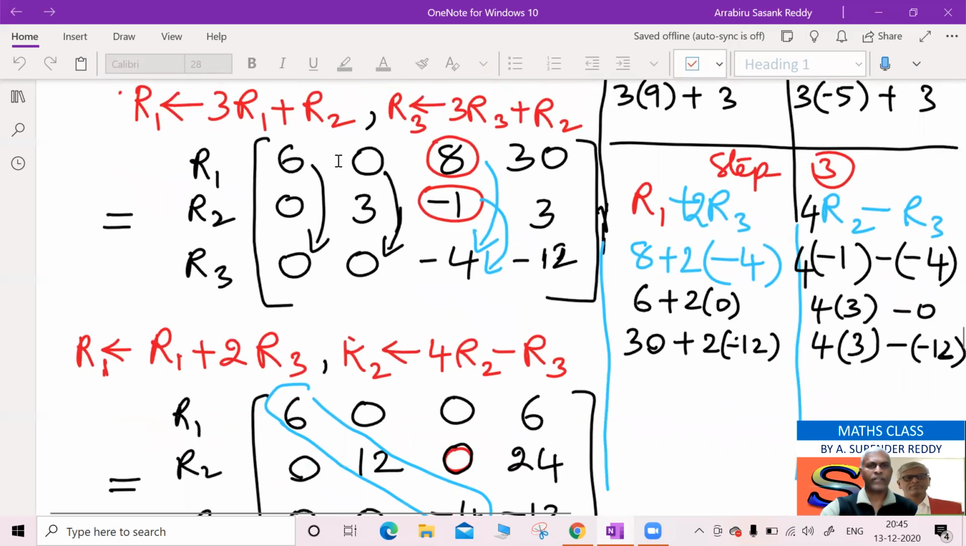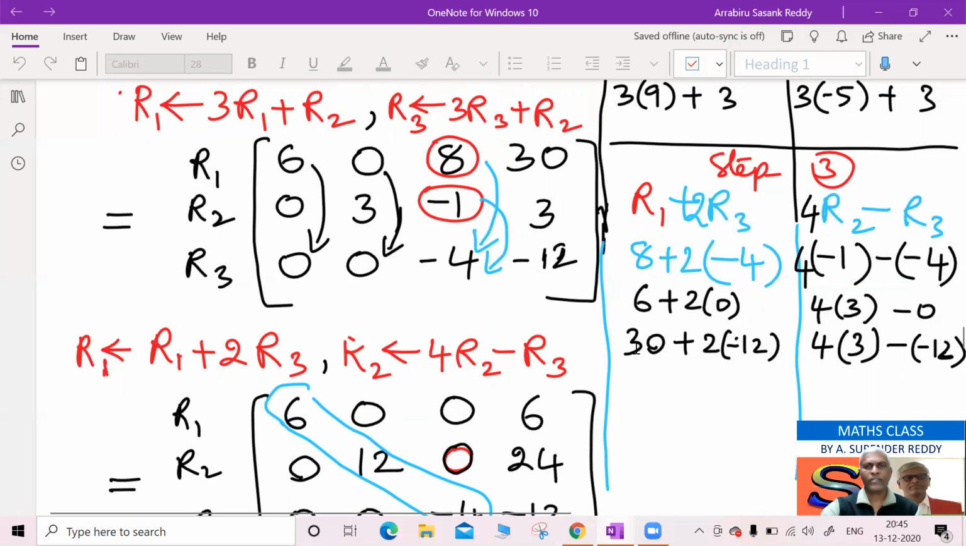In place of 8, that is the third number in R1, you write 0. And then apply the same formula for the other elements. 6: take 6 and 0. So in place of R1 6, R3 0, you get 6 only. Take 0, 0, you get 0. 30 minus 12.